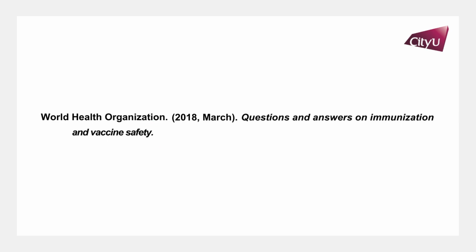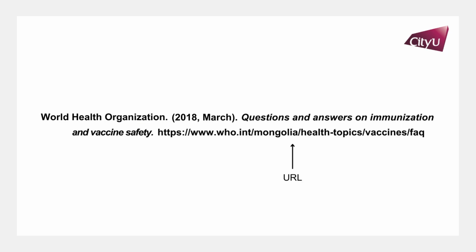Then, write the website name without italics and add a period, but omit the website name if it is the same as the author's name. Finally, include the URL. Also, include a retrieval date when the page's content is likely to change over time.